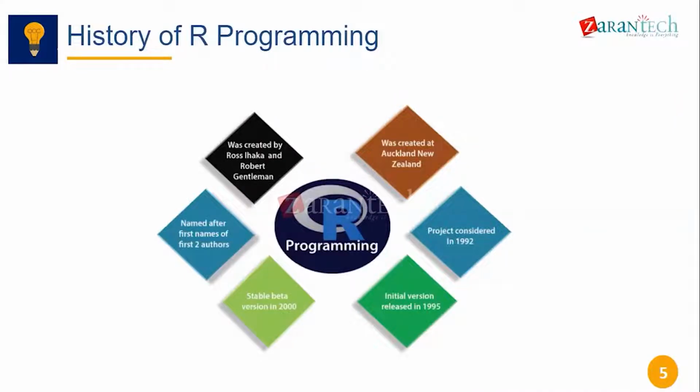Still, in 2018, 19, people are using R a lot. As I told you in the last sessions, almost 20 to 40% of the market is still captured by R, 50 to 60% by Python, and 10% by SAS. That's how it is in general terms.